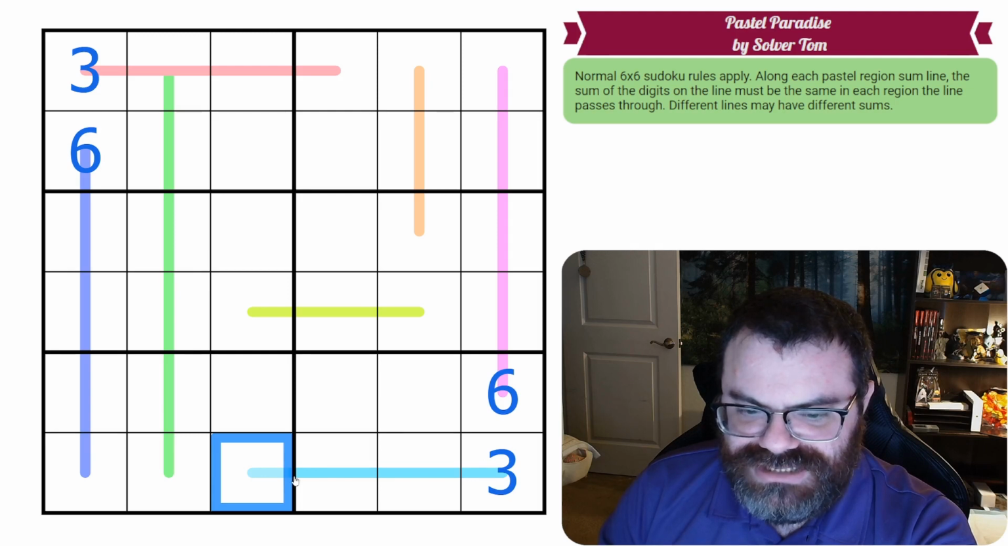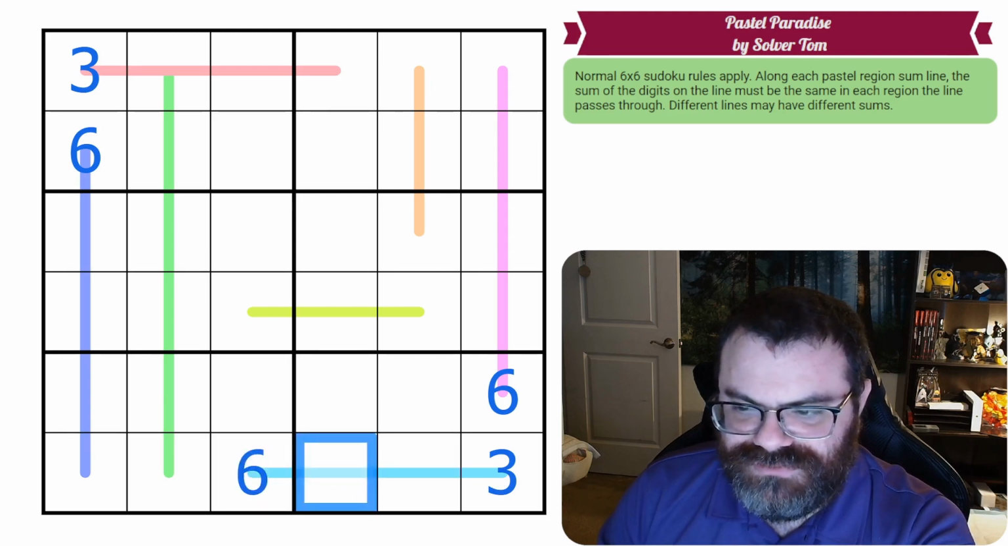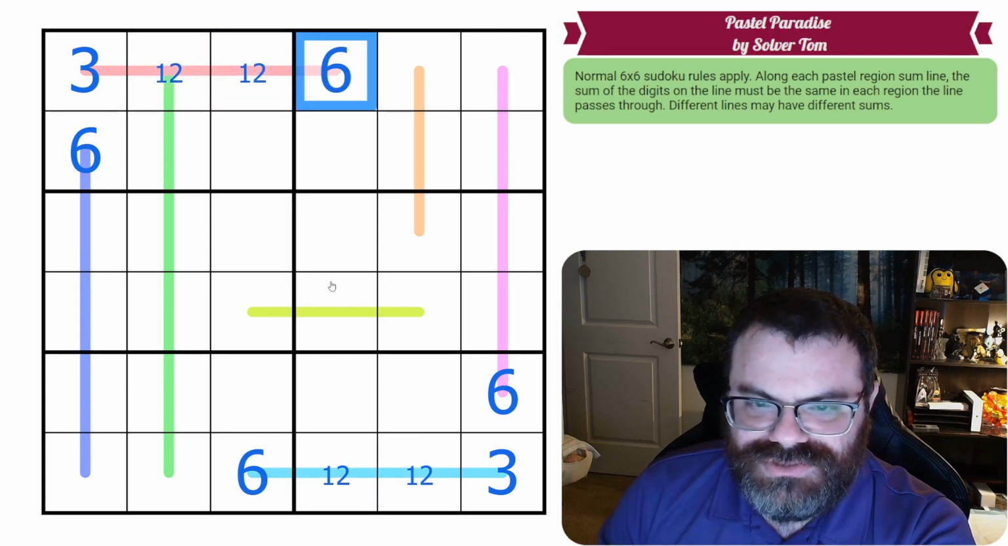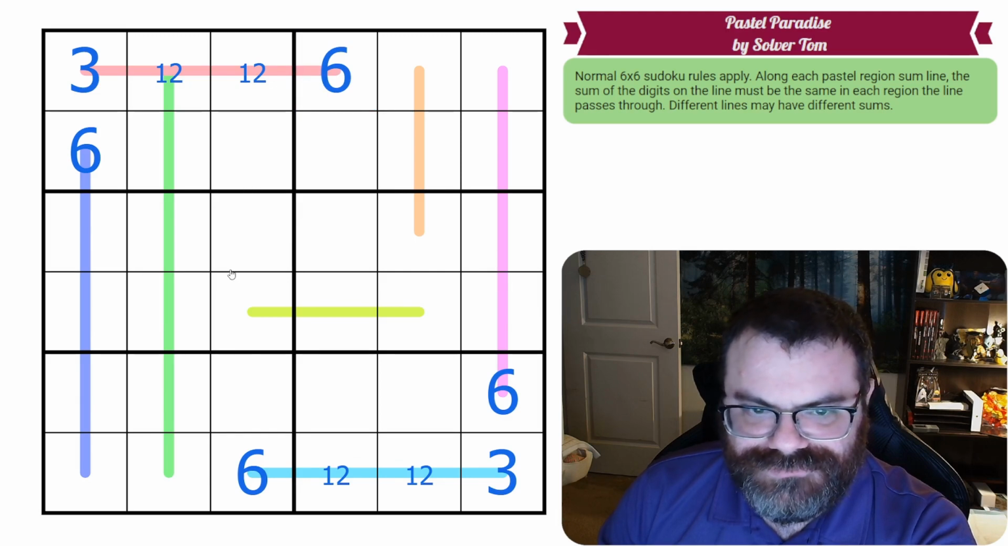This is going to be at least 5. This is 5 or 6. Oh no, this is 6, and this is 1, 2. Never mind. I was doing that math a little bit wrong. And we have the same thing here. This is 1, 2, and that adds to 6. It's the only way that's going to work.